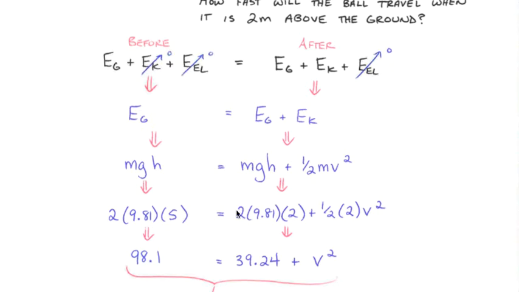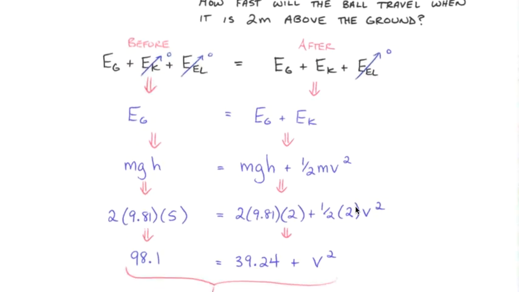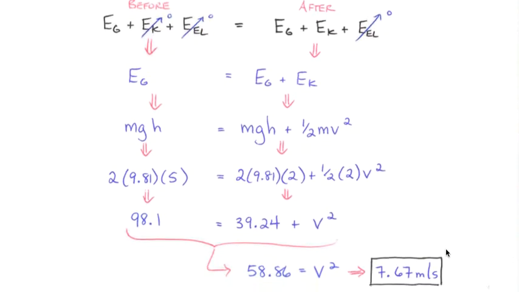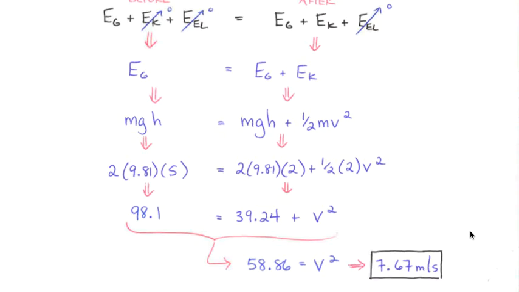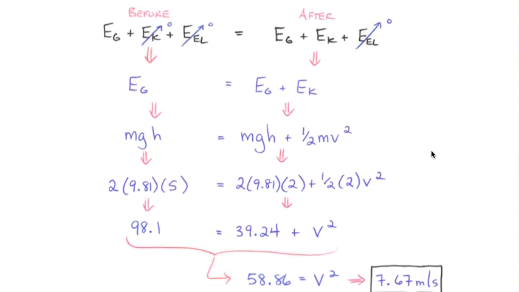For the final case, my mass is still 2. However, this time my height is only 2 because it's dropped 3 meters, plus 1/2 mv squared. So everything I had in the beginning that was gravitational potential is converted to a lower amount of gravitational potential. Since I've lost some of this, I must have gained kinetic. If I just solve this through, you will find that the ball must be traveling at roughly 7.67 meters per second. Just realize all your energy before must equal all of your energy afterwards.